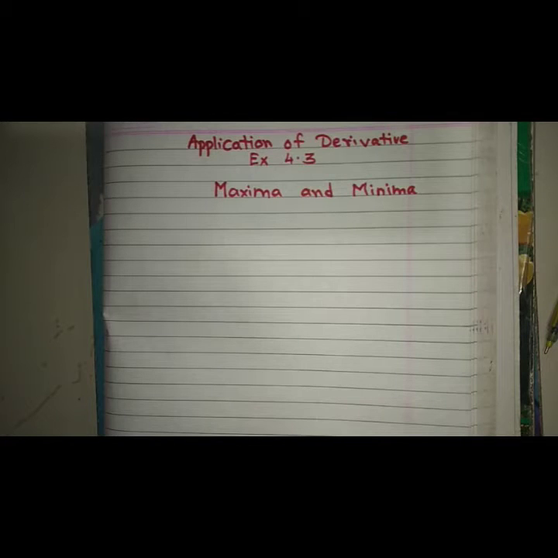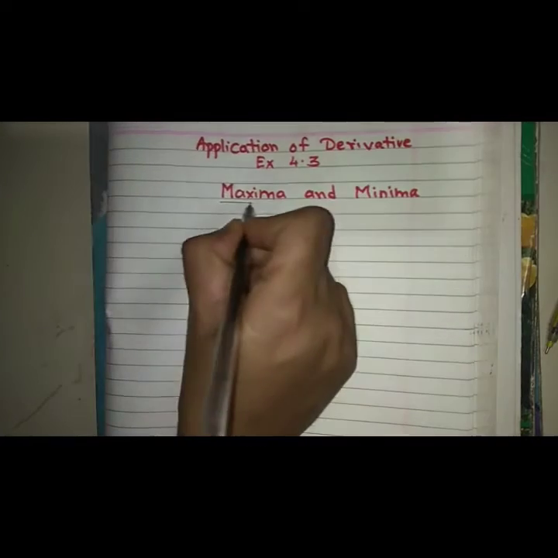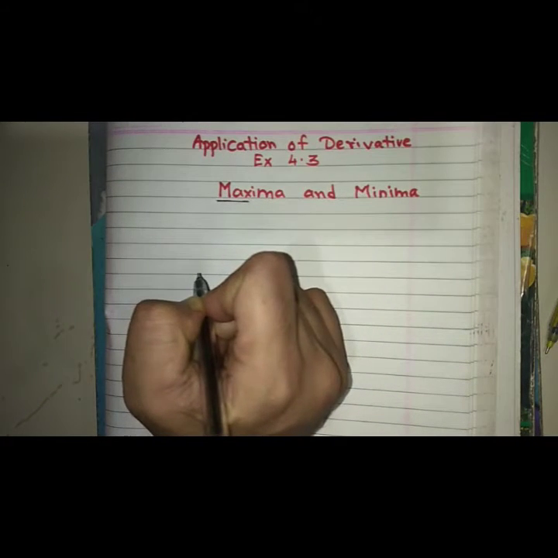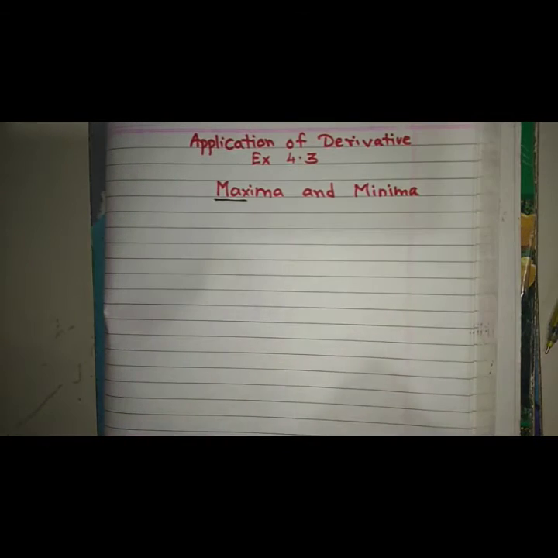Students, today we are going to learn application of derivative in exercise 4.3. Before we start exercise 4.3, we have to know the concept which is used in it, that is maxima and minima. The word maxima says the first three letters, max. Max is nothing but large. So in the function we have to find the maximum value which is in the graph.